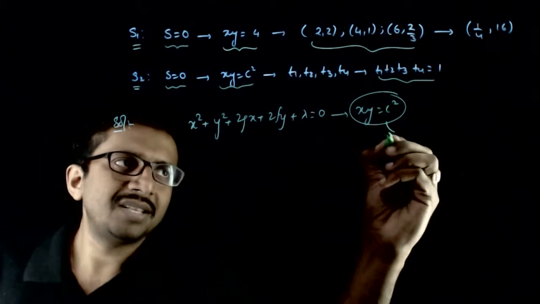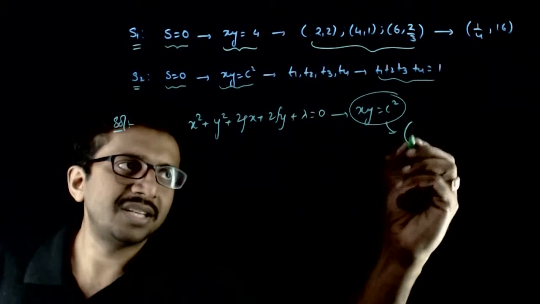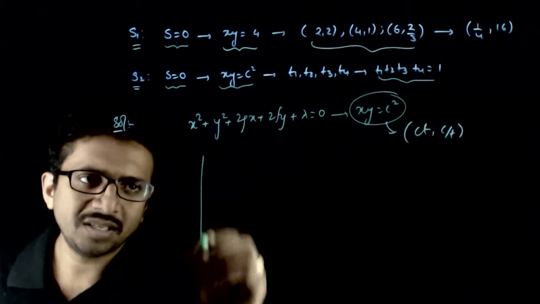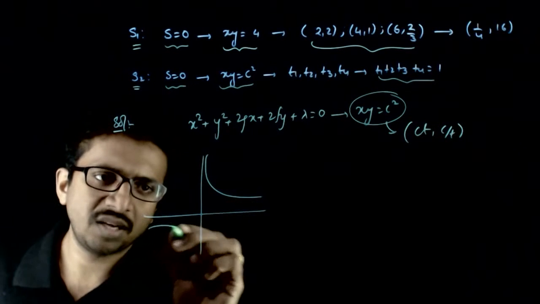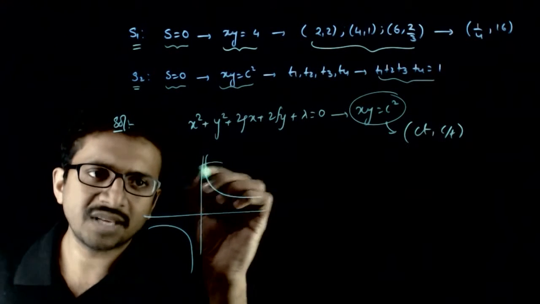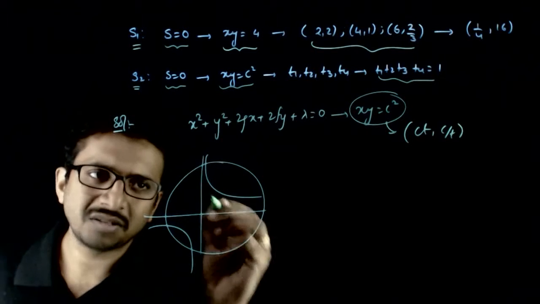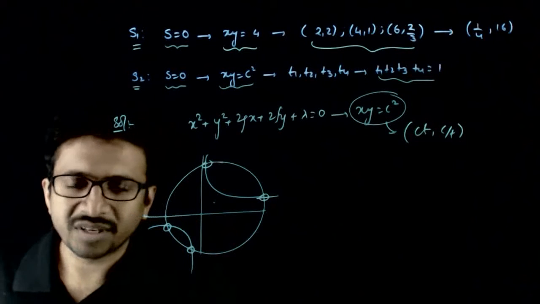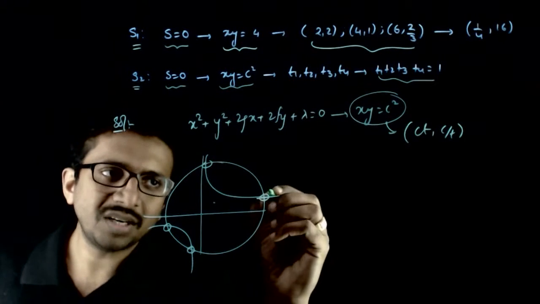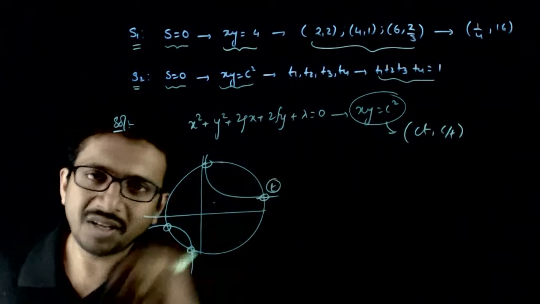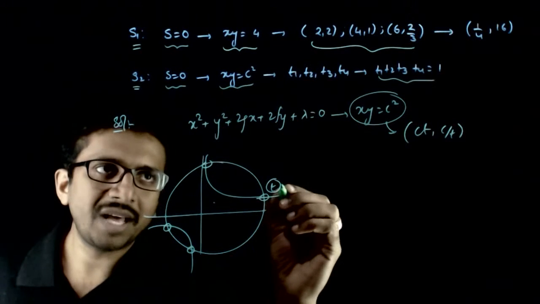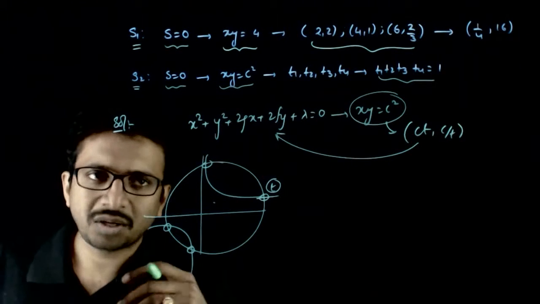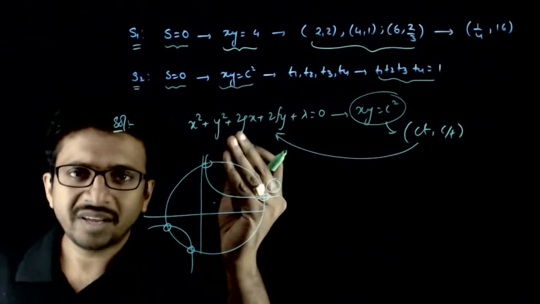To find the points of intersection, let us take a parametric point on the hyperbola. If you have a hyperbola xy is equal to c square, let us say that you have some circle. The center need not be the origin. You have some circle which cuts the hyperbola at 4 points. So now let us assume that the point of contact has a parameter t. If that is so, this point has to satisfy this equation.